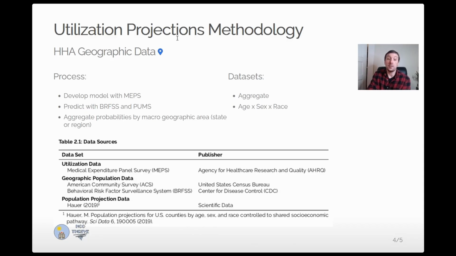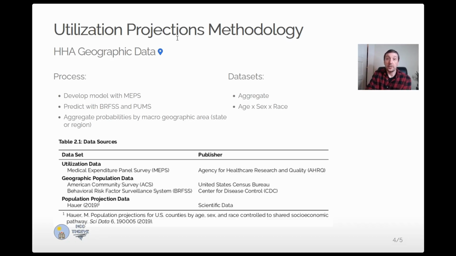But the long and short of it is, the model was developed using the MEPS data set, Medical Expenditures Panel Survey. So the model was developed using demographic variables as well as health conditions. The outcome variable, of course, was home health visits utilization. We used negative binomial regressions for the predictions. After the model was developed, we then predicted utilization using BRFSS and PUMS. PUMS is from the American Community Survey, whereas BRFSS, Behavioral Risk Factor Surveillance System, is from the CDC, which is quite a mouthful.